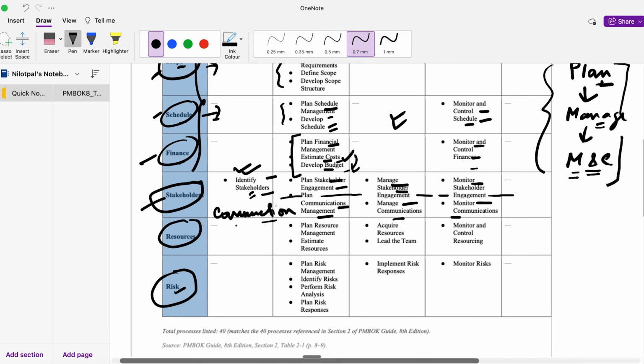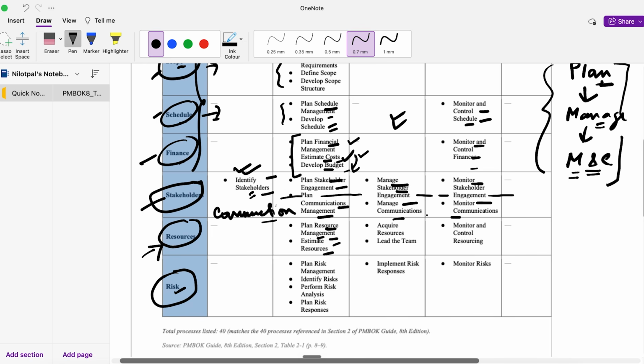Now, if you look at resources, it is also quite similar to plan, manage, and monitor and control. So for example, let's learn this. You plan resource management, and then you estimate your resources, similar to finance, where if you remember, you planned finances first and then you estimated your costs. Similarly, you plan your resource management first and then you estimate your resources.